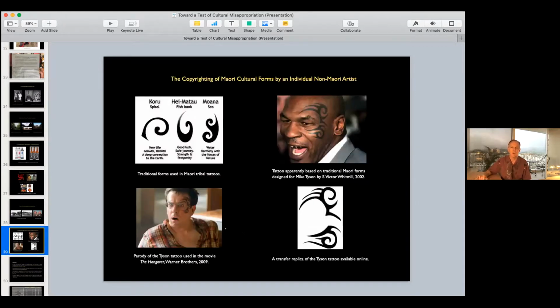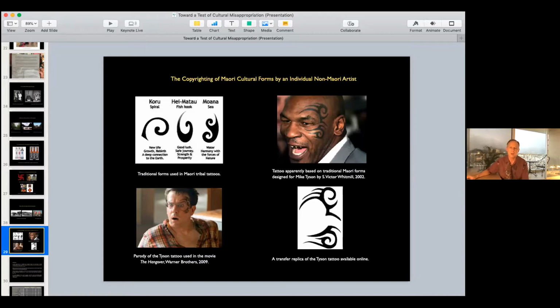To finish up with the most kind of silly version, these Maori symbols were borrowed by the tattoo artist who made Mike Tyson's infamous face tattoo. That then got used in a pretty terrible film, The Hangover, and is now available online. But there was a lawsuit over this. And the irony is that the tattoo artist was able to claim money from the filmmakers for breaching his copyright on this tattoo.